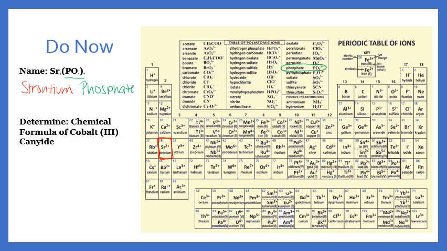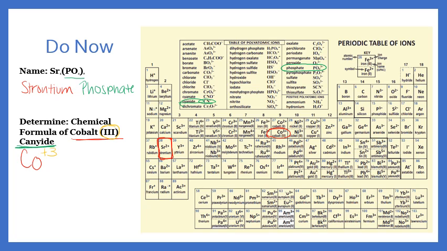The next question says to determine the chemical formula of cobalt-3 cyanide. Oh, cyanide. Well, gotta love Mr. Muthan spelling things wrong. All right, so let's see. Cobalt, cobalt is here, so it is a transition metal, so it's going to be Co. And because of the Roman numeral 3, it's going to take that plus 3 charge. This is supposed to be cyanide. I'm so sorry, guys. I'll change that.